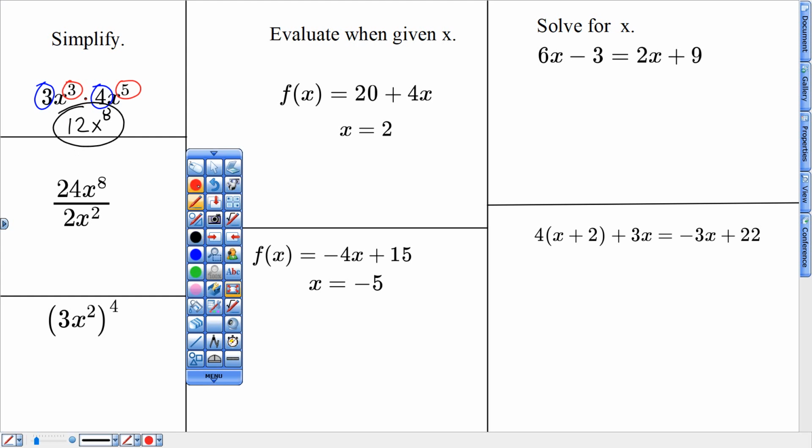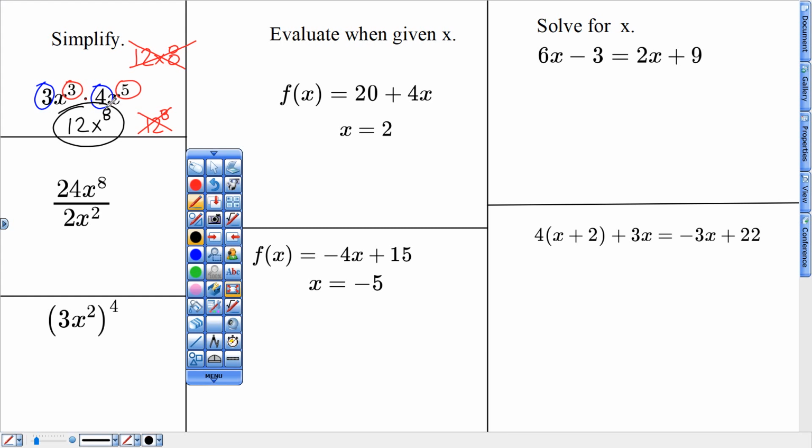Here are some common mistakes. Some people write 12 to the 8th, forgetting to put that x in there. Some people write 12x and write that 8 so big it looks like I'm multiplying. Don't do it like that. 12x to the 8th, where that 8 is real small, way up high up there.